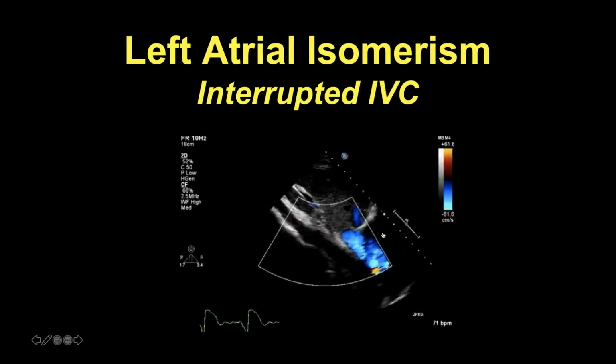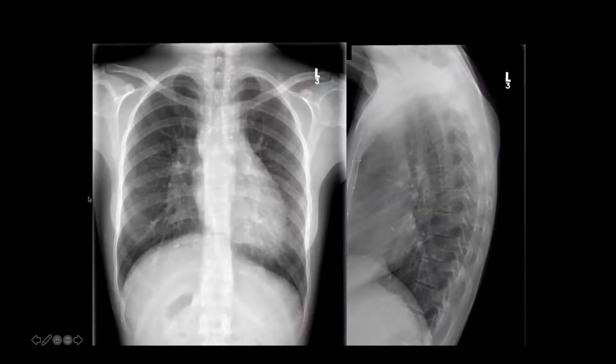And the IVC is absent. There's no intrahepatic IVC, and that's a typical finding in patient with left isomerism. You can also have a look at the chest X-ray. You see here, you don't clearly see a stomach bubble here, and there's a shadow in the midline of the abdomen. That's the liver, which is transverse.